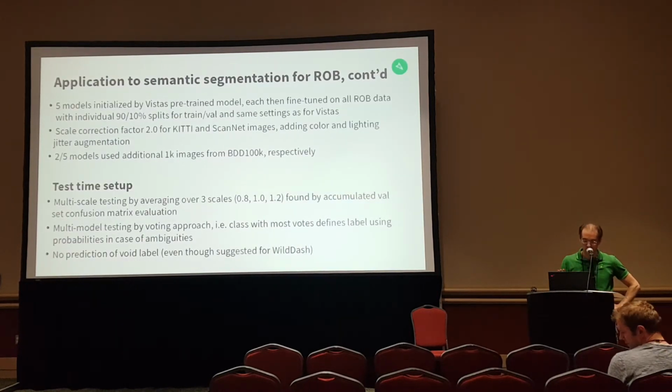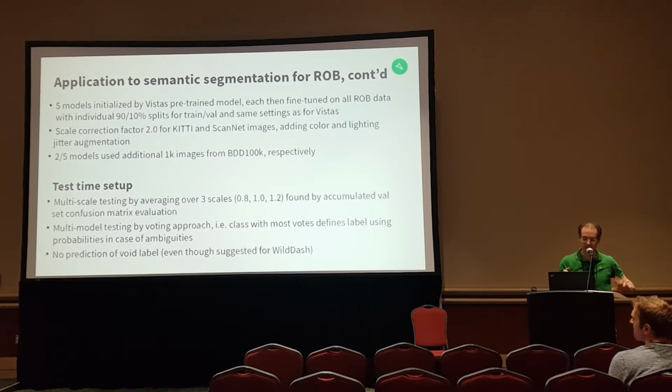For the challenge, we trained 5 models that were pre-trained on Vistas, and then fine-tuned on all ROB data. Only in 2 models, we tried also to put some 1K BBD images in the set. One thing that we did, and this was the only thing that was allowed to be dataset specific, we applied a scale correction to Kitty. And so we scaled Kitty by 2. So the idea was to have more or less that the size of the cars in the different datasets are more or less the same.